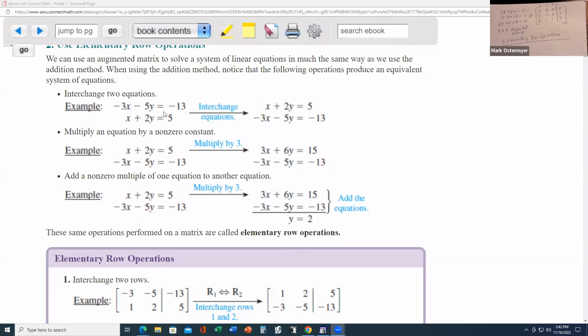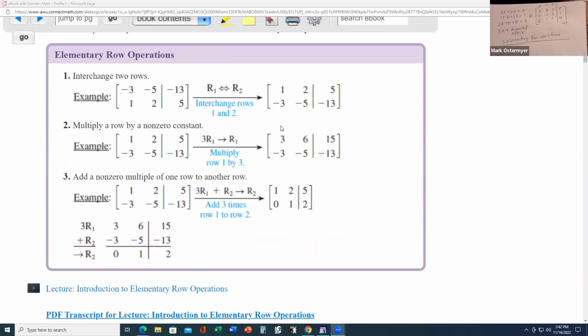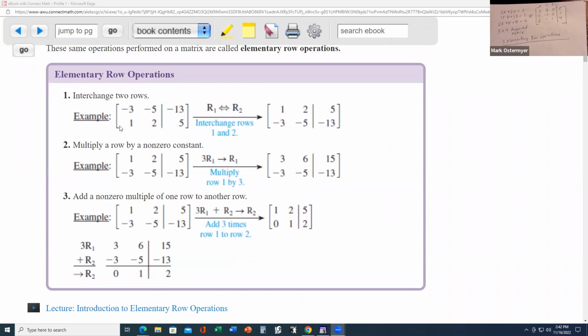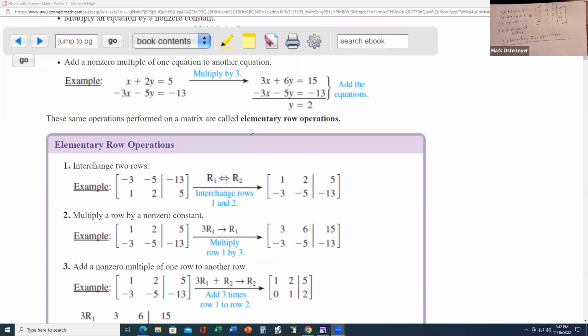Because it's analogous to interchanging two equations in a system of equations, still the same system of equations. So here's a 2x3 augmented matrix. They've interchanged rows 1 and 2. Easy thing to do, okay? But this matrix over here is still equivalent to the original matrix.